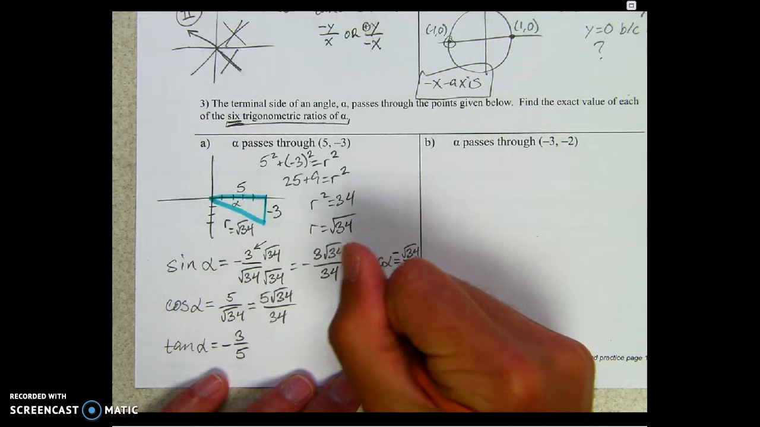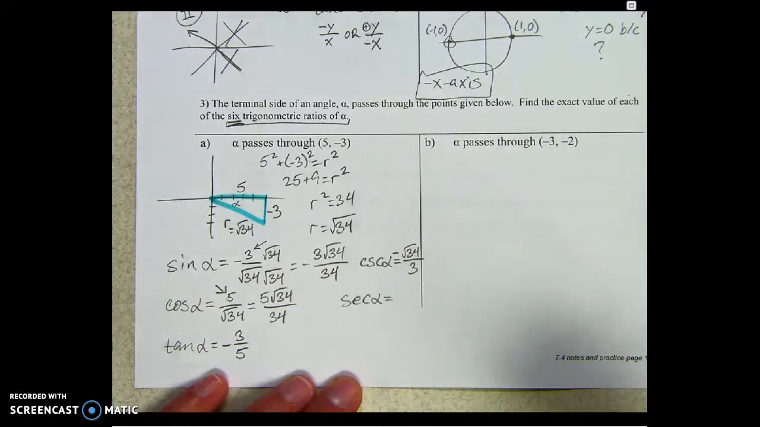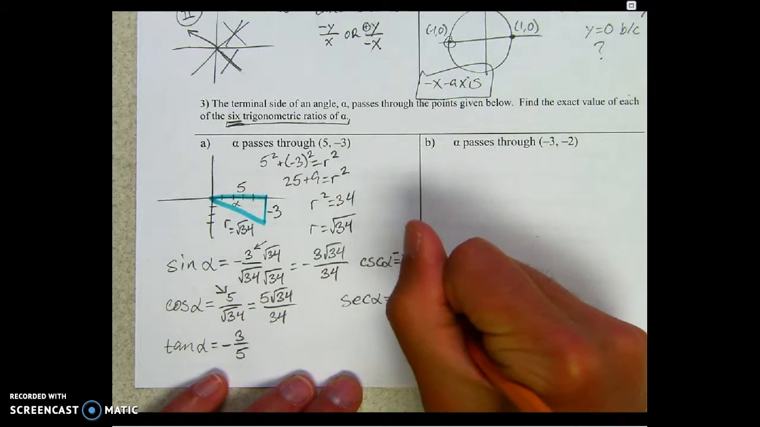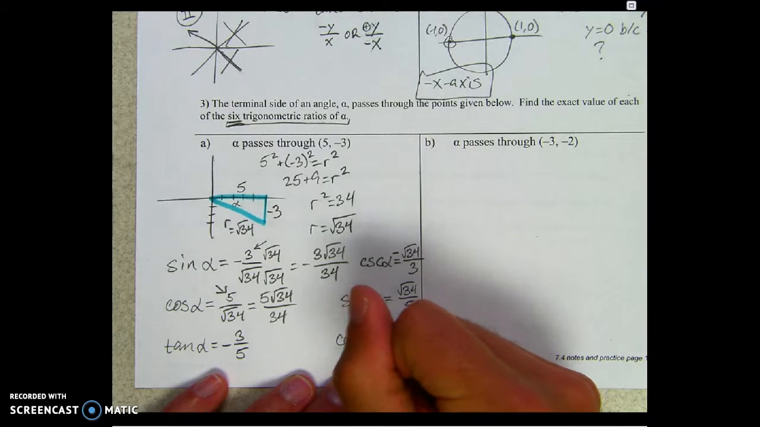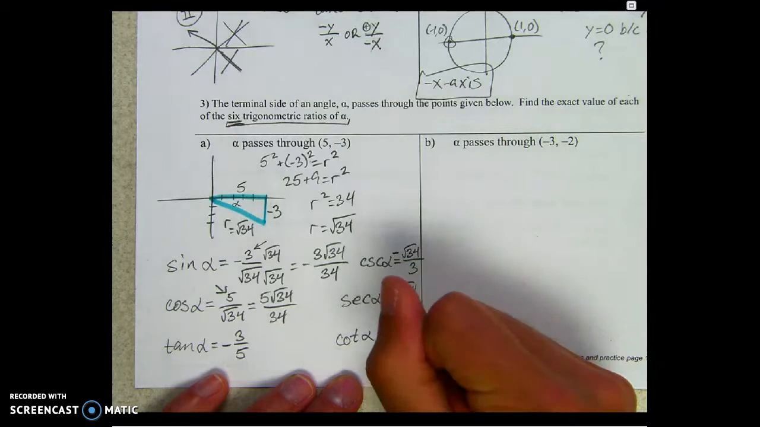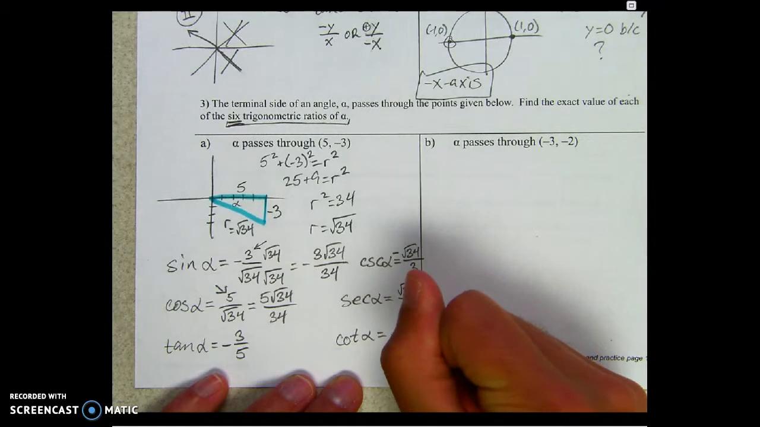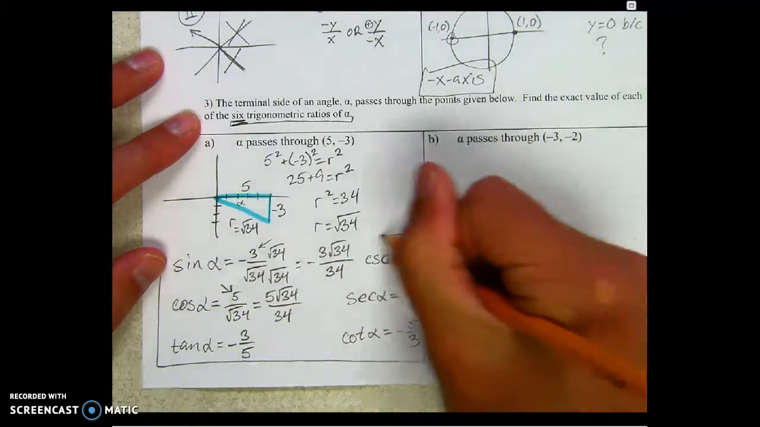And then the secant of alpha, same thing. We're looking at this guy now. That's going to be rad 34 over positive 5. And finally, the cotangent of the angle alpha is going to be the reciprocal of what tangent was, and that's going to be negative 5 over 3. So there are all 6 of our trig ratios.